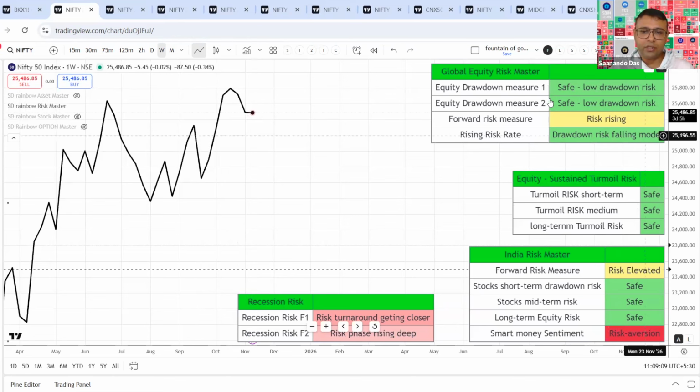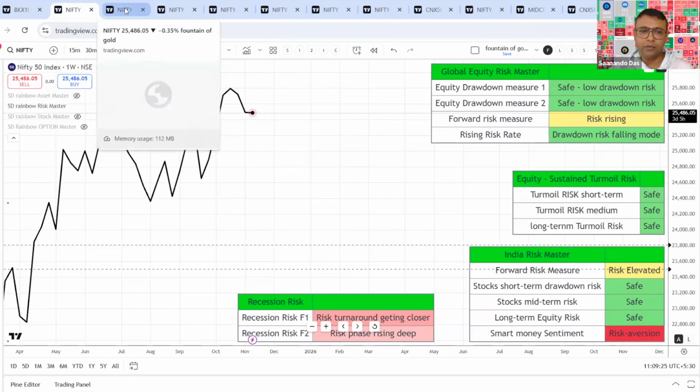Overall risk, I can see it is not significant, but rising and elevated in the weekly chart. So in the upcoming weeks and months, there can be turmoil. This is what I look at every day, every week to understand the market risk.